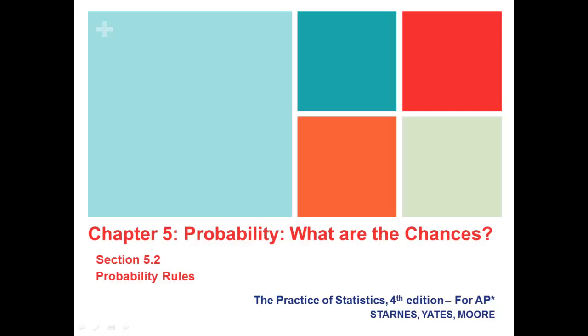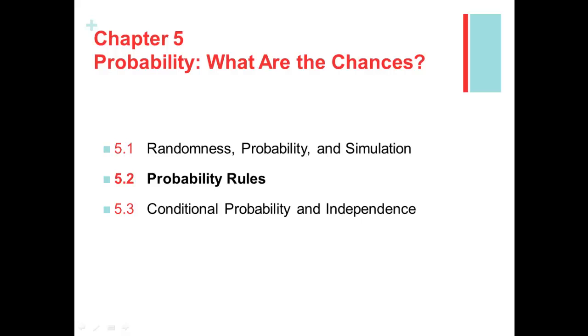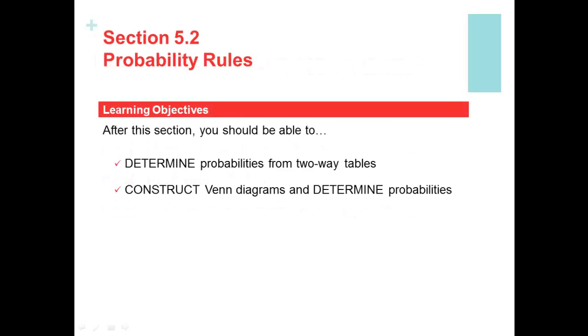Chapter 5, Section 2, Day 2, Probability Rules. After today's lesson, you should be able to determine probabilities from two-way tables and construct Venn diagrams and determine probabilities from them.